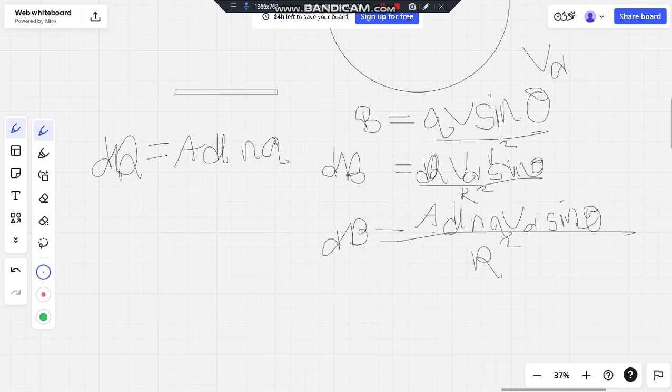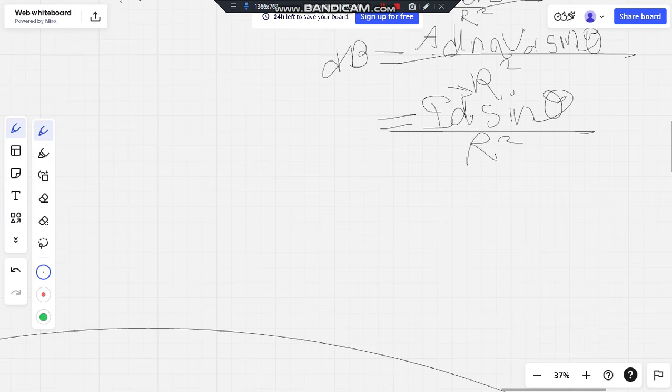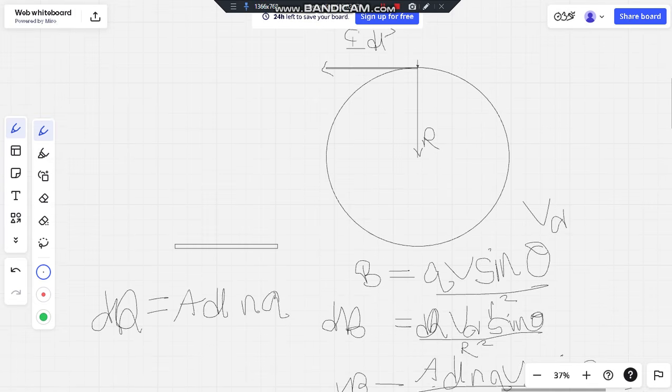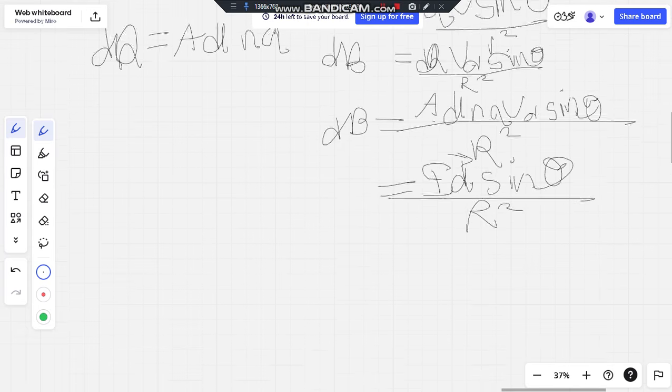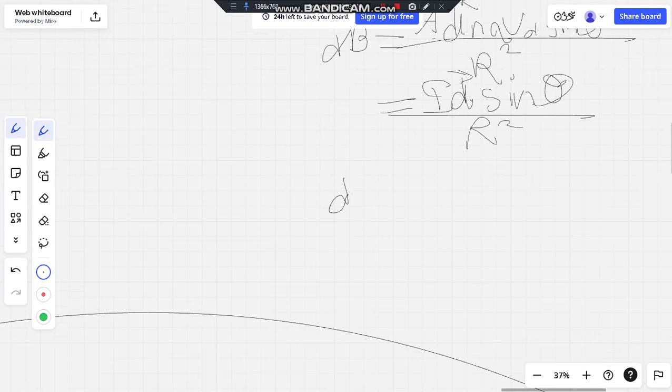Now what is current? It is A n q vd, right? So basically this is I dl vector sine theta by r square, right? Now this is the formula of the Biot-Savart law. Now looking at the first application, this is the magnetic field due to a current carrying coil at the center of the current carrying circular coil.